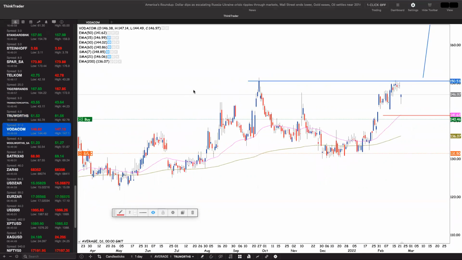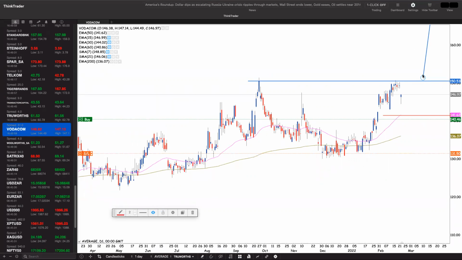Cool. Vodacom looks like it's having a tough time with that 150 level. I do not know how bad a hit that Please Call Me will have on them, because 5% seems like a lot. 5% seems like a lot of money. But we'll see how that unfolds. For now, just keep monitoring.